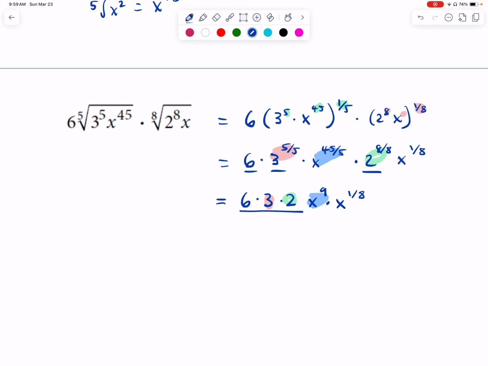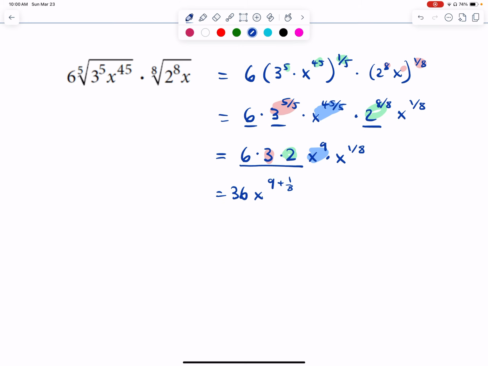Okay, so multiplying up here, 3 times 2 is a 6, times another 6 is going to give me a 36. And remember that whenever I have like bases, in order to combine these two things under multiplication, I'm going to add the exponents together. So this is 9 plus 1/8.